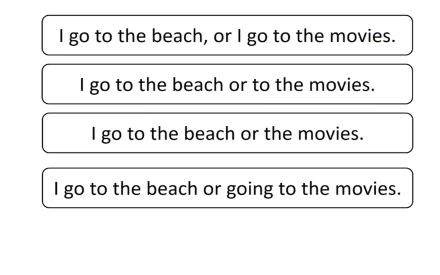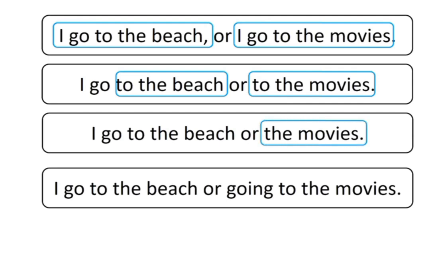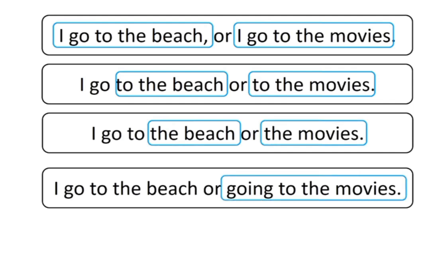Look to the right of the conjunction in the first example. We have a clause. We also have a clause to the left. This is parallel. In the second example, look to the right of the conjunction. We have a prepositional phrase. And on the left, we also have a prepositional phrase. This is also parallel. In the third example, we have a noun, and on the left, we also have a noun. Now, in the last example, we have a gerund, and do we have a gerund on the left? No. So this is incorrect because it is not parallel.